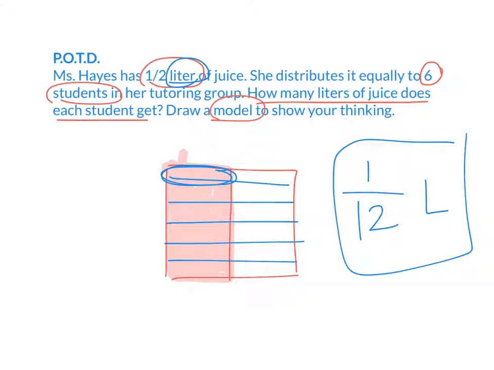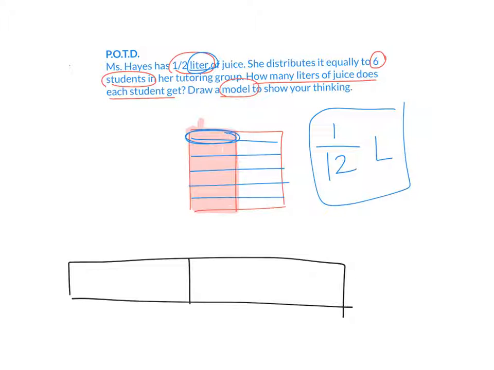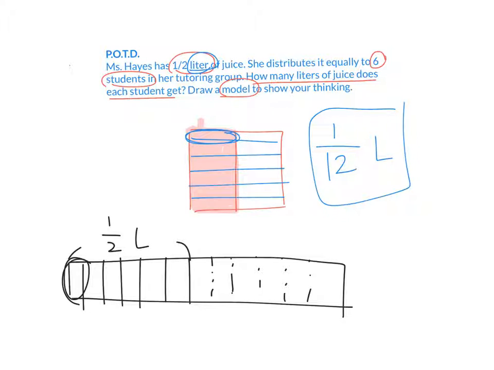And this is how you might show it drawing. This is not the only way to show a drawing, however. You could also draw a piece of tape, couldn't you? Let's see how that would look. If you have a piece of tape, and we have half a liter, and you split it into 6 equal pieces, you'd also have to split this side, which she doesn't have, into 6 equal pieces too, right? So then you can show that this is 1 out of 12 pieces. So either of these models will work.